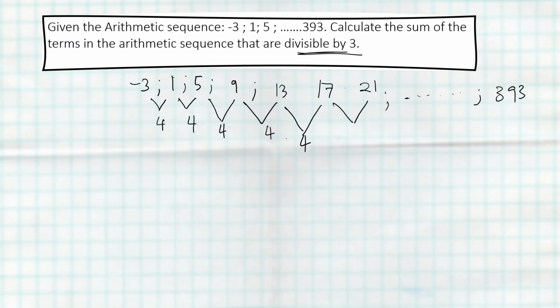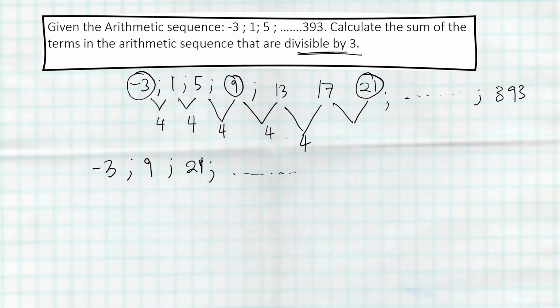Okay, so we want to get the sum of the terms that are divisible by 3. Let's first draw out the terms that are divisible by 3 from this sequence. The first one is minus 3, which is divisible by 3. The other one is 9, which is also divisible by 3. And we know 21 is also divisible by 3. Now let's move towards the last term.